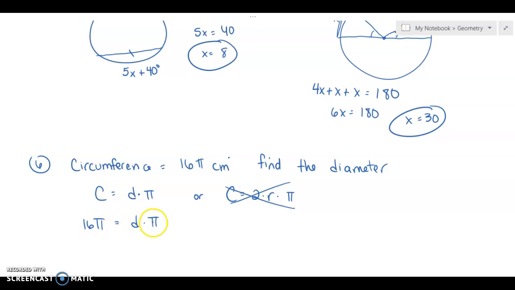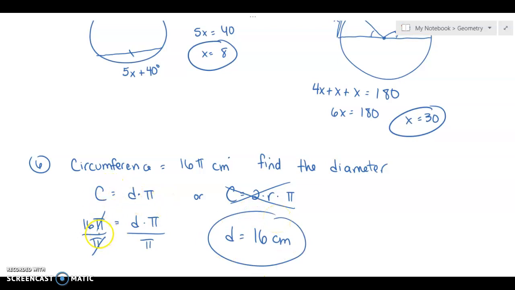If you can't tell, we need to get diameter by itself, so you divide by pi. And when you divide by pi, the pi's cancel. The diameter is going to be 16 centimeters. All right, so use the equation, plug in what you know, and then solve for the variable that you need.